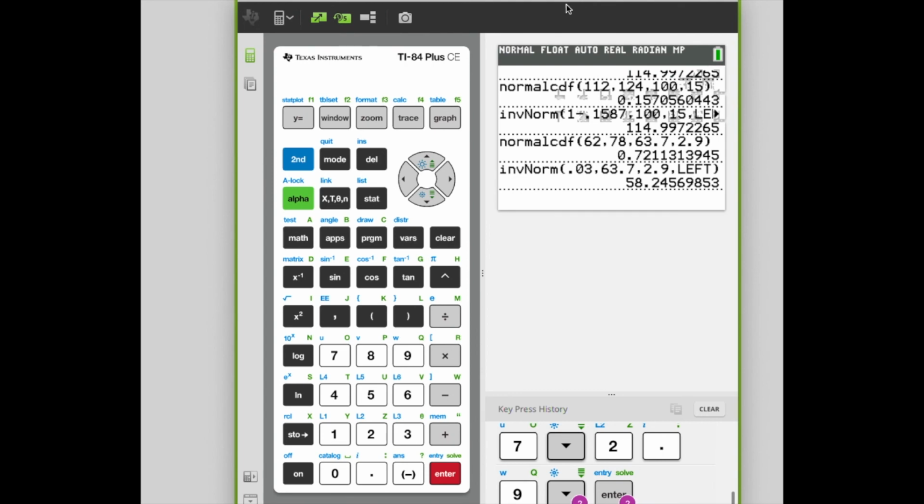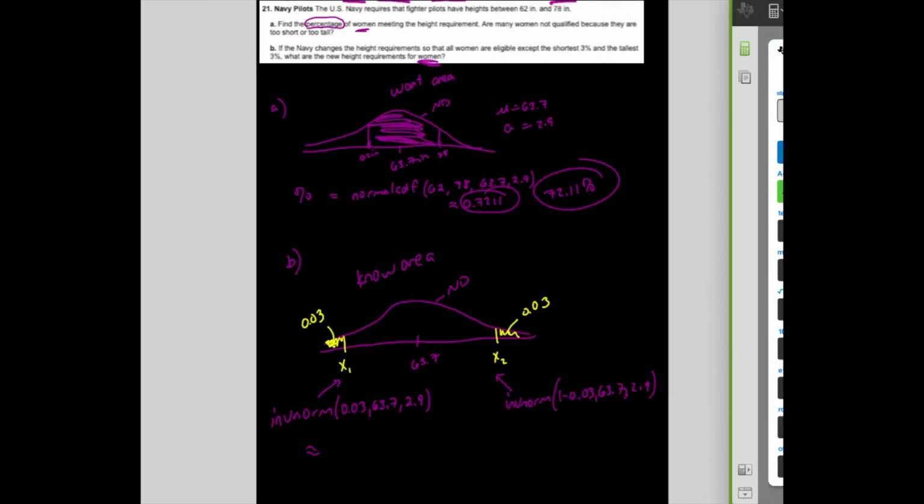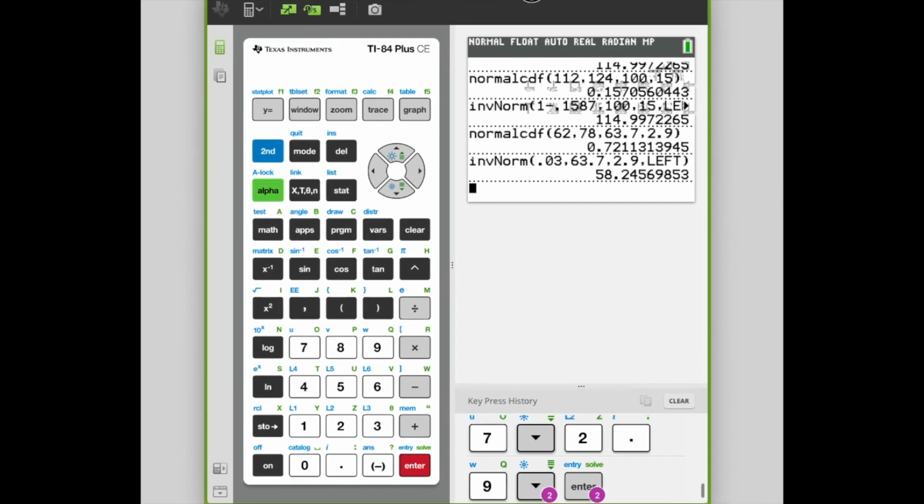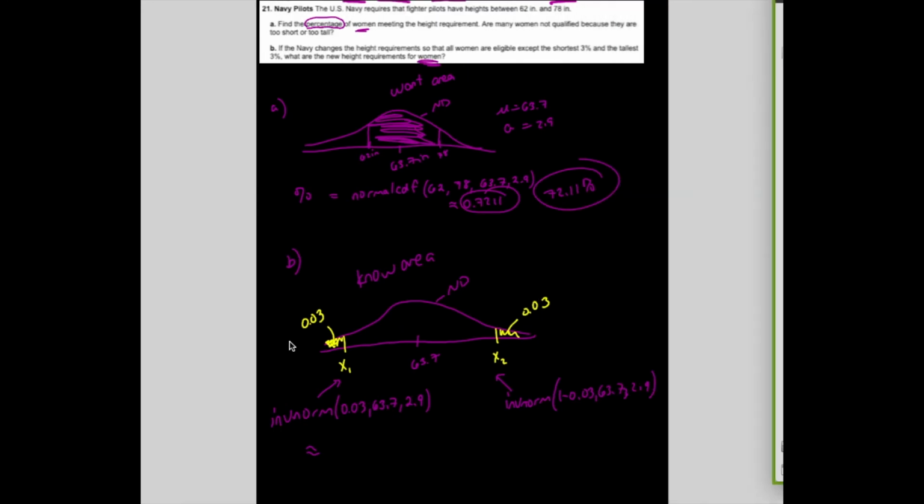Enter. 58 point, I don't know what it says. Does it say round to anything? No. So we'll round to the nearest tenth because that's how it was given. So 58.2.